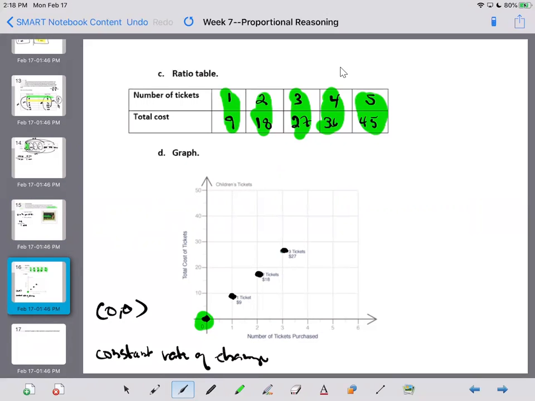Now, we wouldn't necessarily draw a line between those because for one reason is we can't really have a half a ticket or 1.5 tickets. So that's why this is more discrete data. So this is not something that we would necessarily want to draw the line because number of tickets is not something that we can find intervals. Typically, we're only looking for a whole amount. But if it goes through the origin and it has a constant rate of change, then we have a proportional relationship.